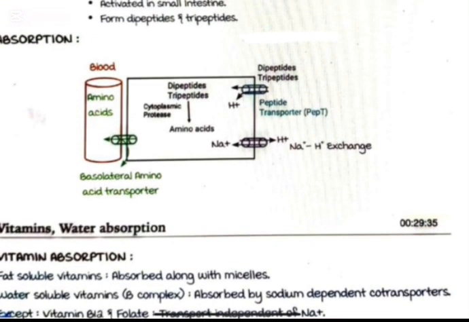Absorption: blood, amino acids, basolateral amino acid transporter. Dipeptides and tripeptides are converted into amino acids by cytoplasmic protease, or enter via the peptide transporter. Sodium proton exchanger is at the lumen end.